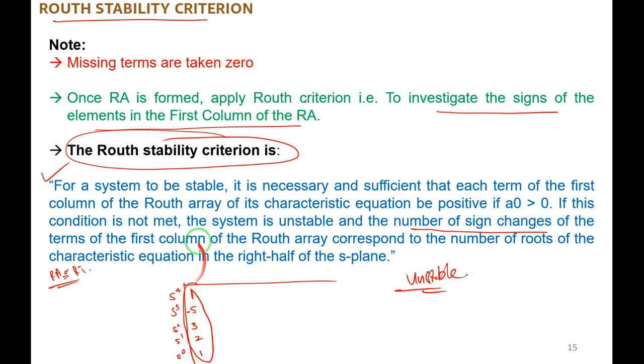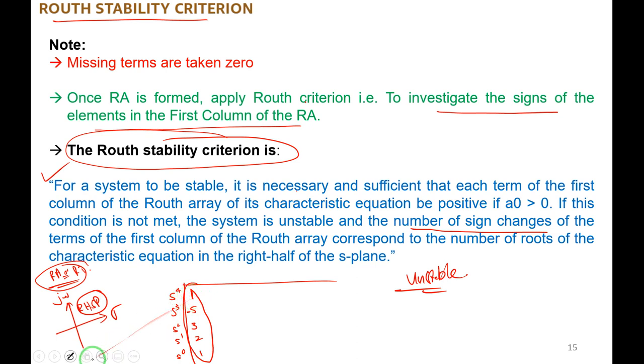But this Routh array or Routh table gives very useful information about how many roots are lying in the right half of the S-plane. This is sigma, j omega. I will come to know that the system is unstable, and I will also come to know how many roots are lying in the right half of the S-plane, but I will not come to know the exact roots. That is the number of sign changes.